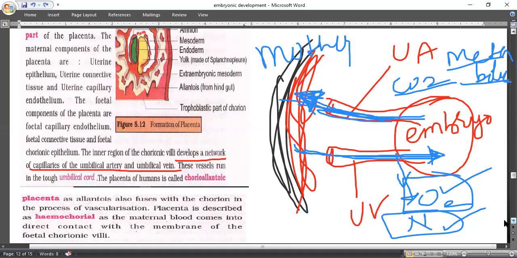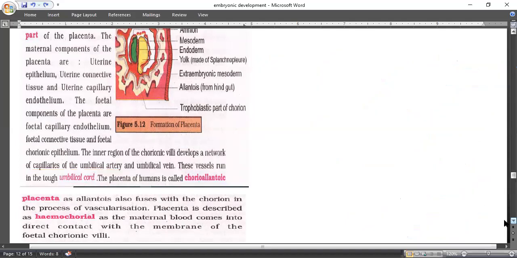The placenta of humans is called chorioallantoic placenta, as the allantois also fuses with the chorion in the process of vascularization. And the placenta is described as hemochorial. Why is it hemochorial? We can say that because the maternal blood comes into direct contact with the membranes of the fetal chorionic villi. That means uterine endometrial layers.